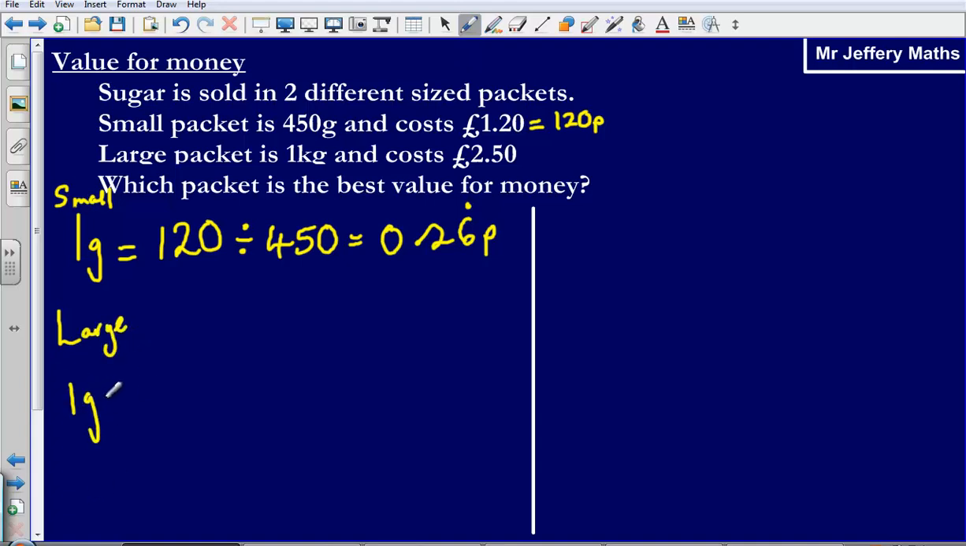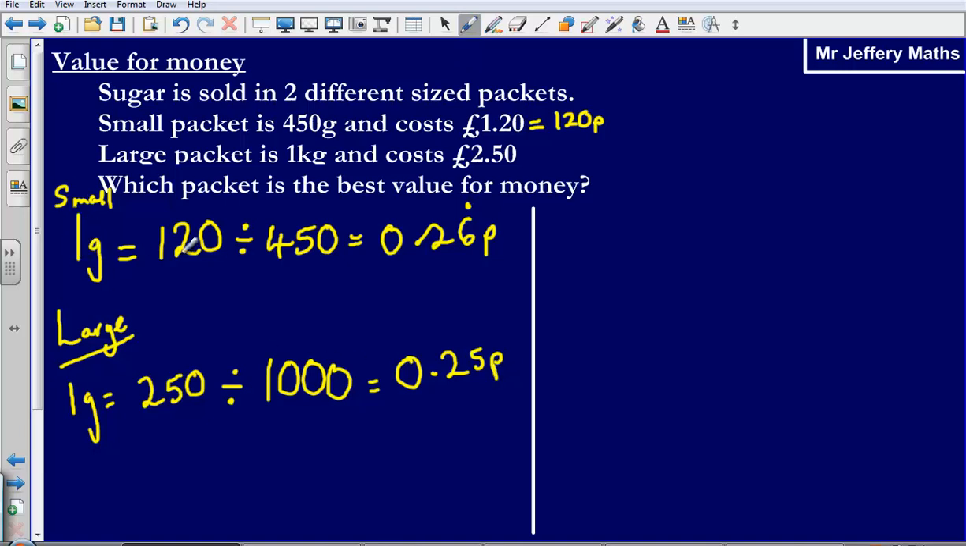And so 1 gram. This time my amount of money is 250p. And I've got 1 kilogram. Well, 1 kilogram is the same as 1,000 grams, so divide by 1,000, and that's going to give me 0.25p. So what I can say then is that with the large packet, 1 gram is costing me 0.25p.